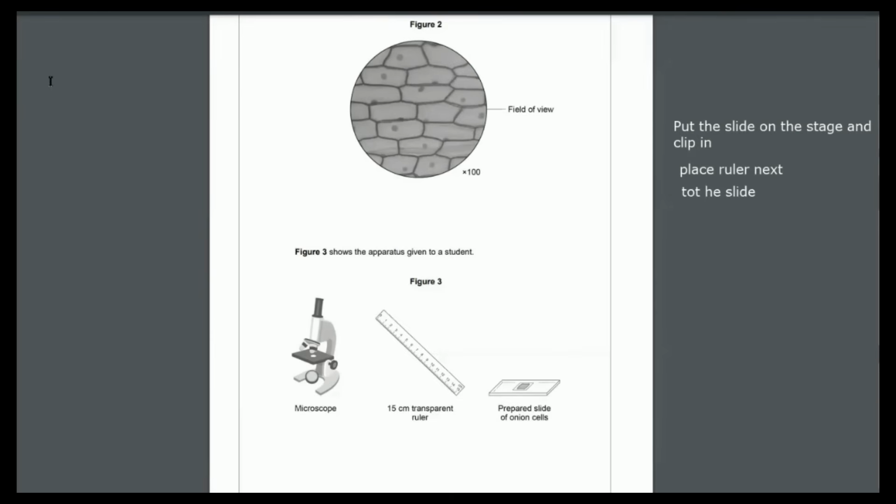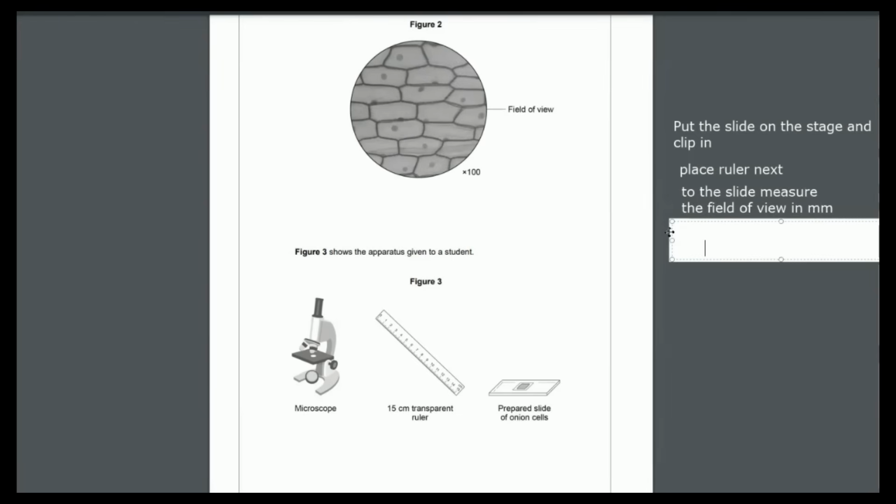I place the ruler next to the slide. Now, use the ruler to measure the size of the field of view. You're going to want to get the field of view in focus so you can see all the cells. And once you can see the cells, measure how long the whole field of view is with the ruler. And you want to measure that in millimeters.